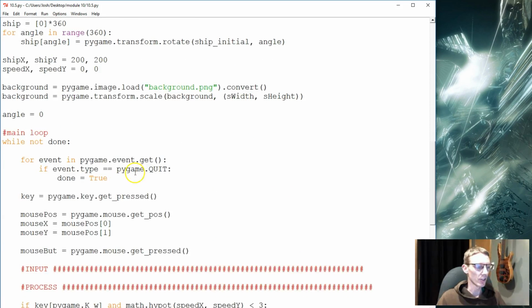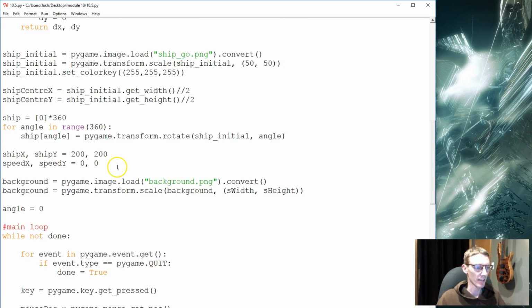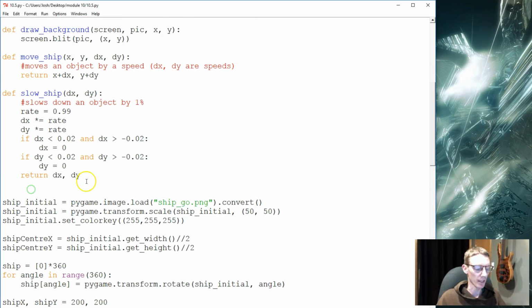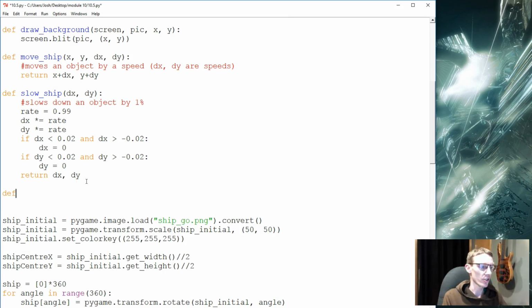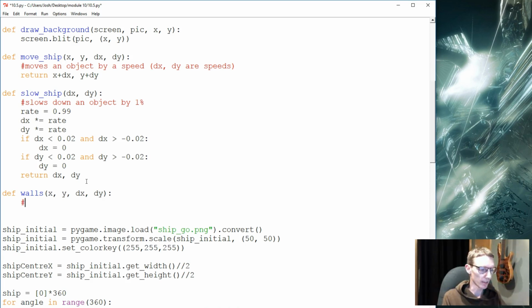And the last thing that we should do is we should actually have our ship bounce around inside the screen so that we don't go flying off into space. So let's call a function walls, I guess. And what kind of things will we need? Well, we'll need the x and y location of the ship, and we'll need the x and y speeds of the ship as well. Bounces an object off of the walls.